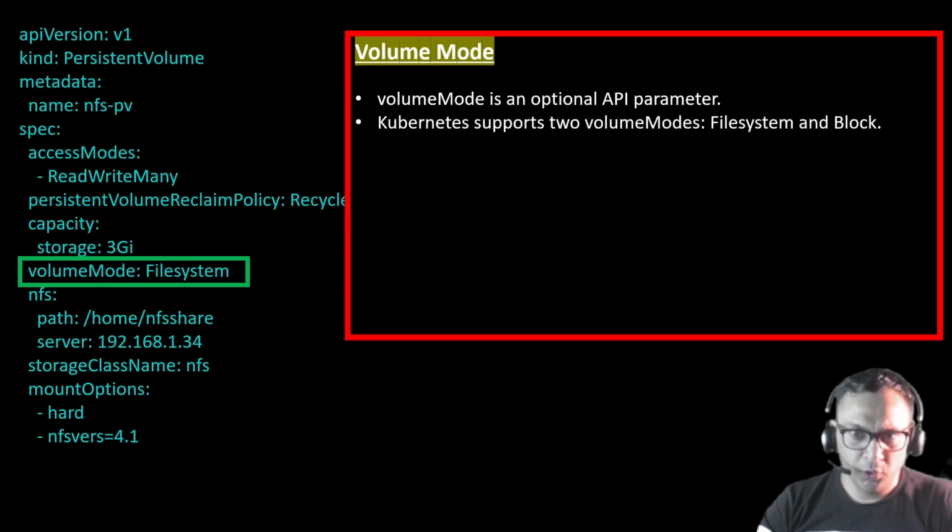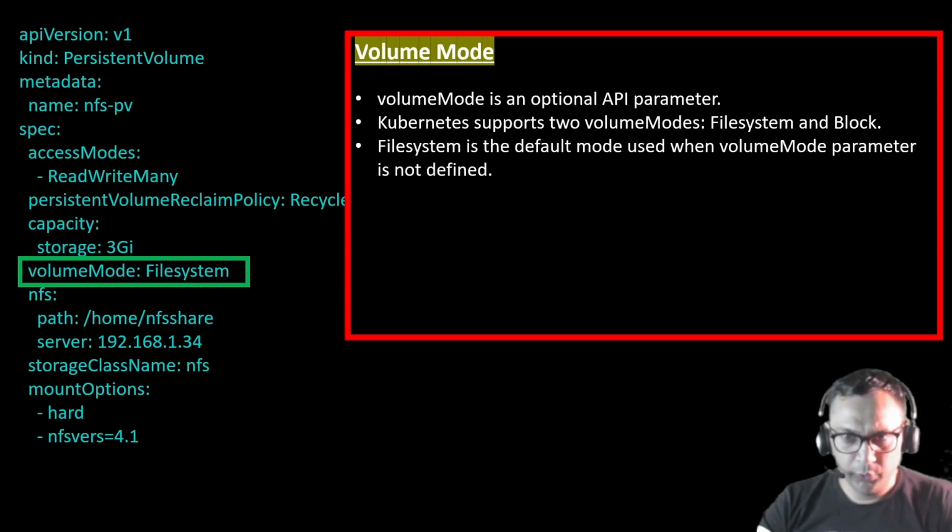Kubernetes supports two volume modes, as I said, file system and block. File system is the default mode used when the volume mode parameter is not defined. If we are not defining this information, then by default it will select file system. But to explain this topic, I have already mentioned this for you.